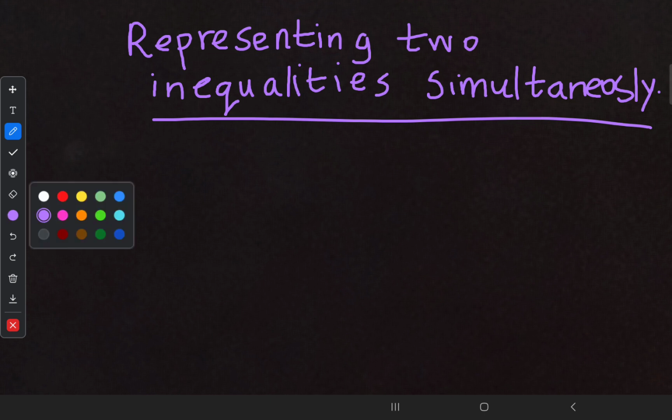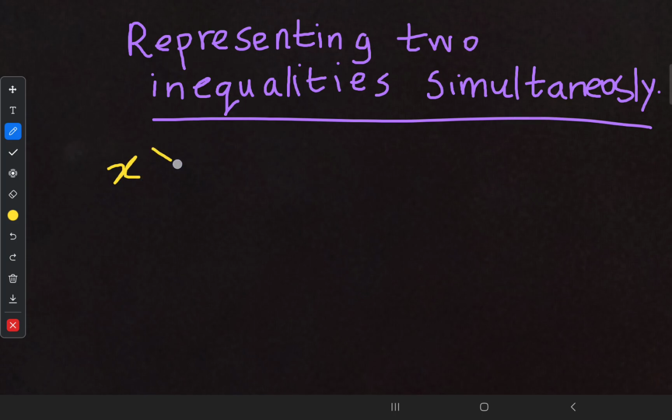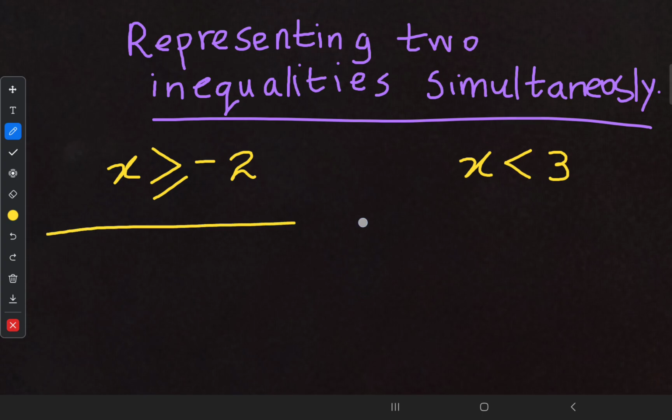Let's see a case of questions representing two inequalities simultaneously. Okay, that means I have x is greater than or equal to negative 2. This is my first inequality. The second one says x is less than 3. We have to draw two separate number lines for each case.